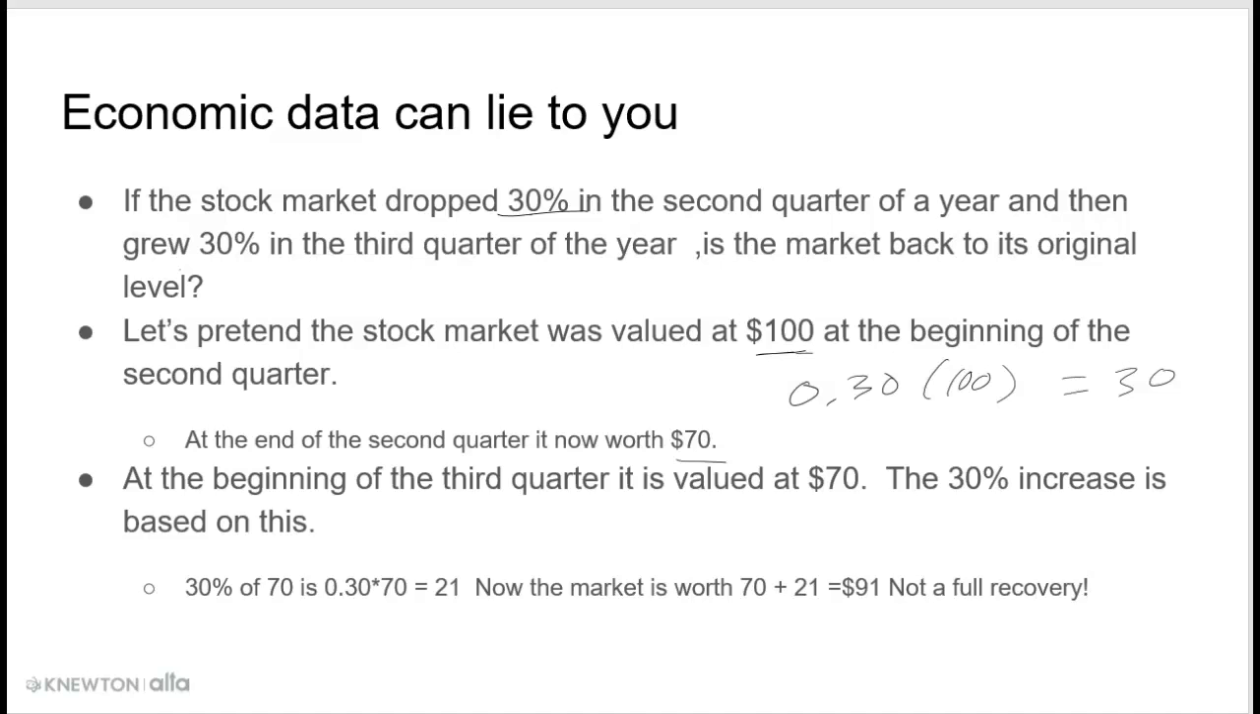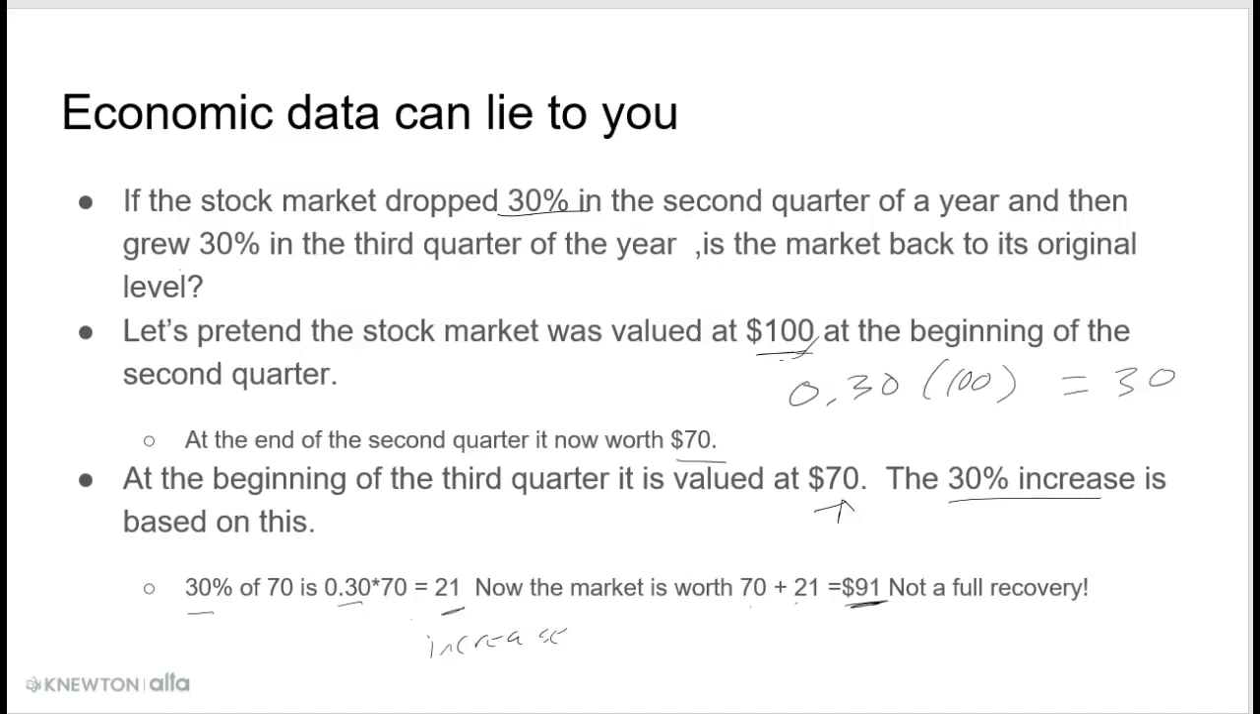So now I watch through the third quarter, and I had a 30% increase. It's a 30% increase on the $70. So 30% of 70 is 0.30, or 30 over 100 times 70, and you get 21. That was the increase amount. It started at a base of what we called 70. 70 plus 21 is 91. I am not back to the full 100 yet.